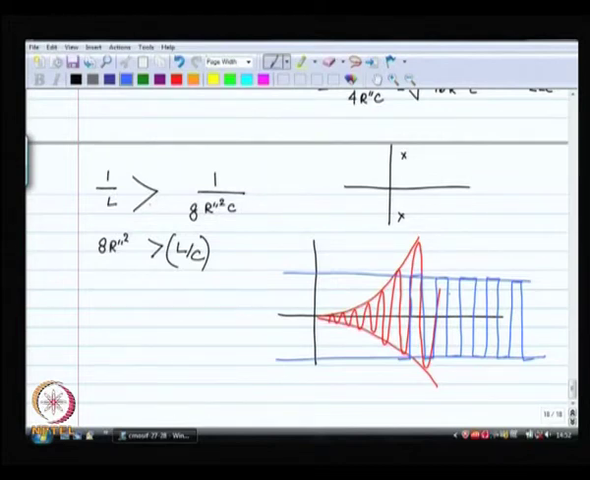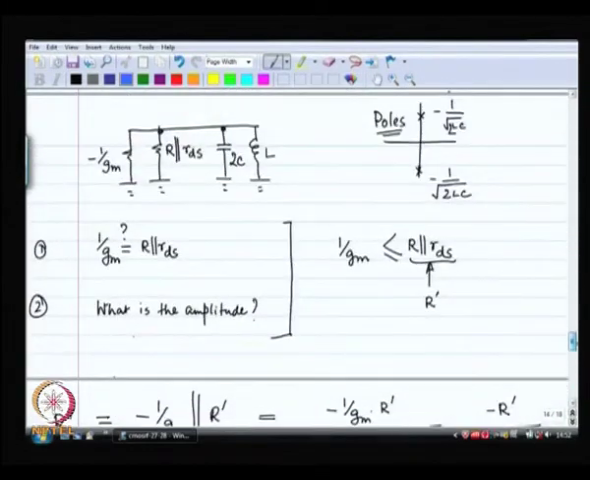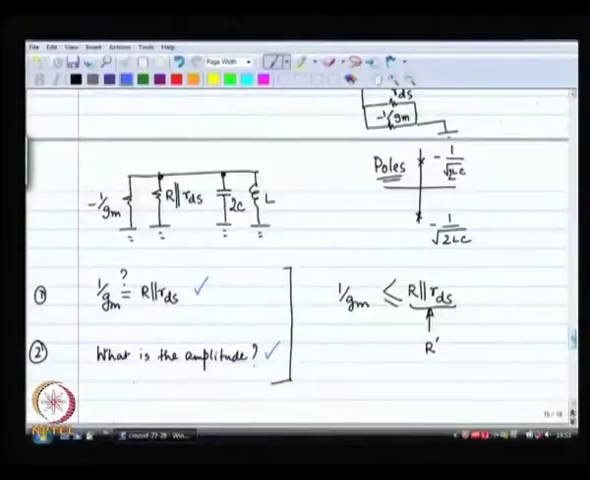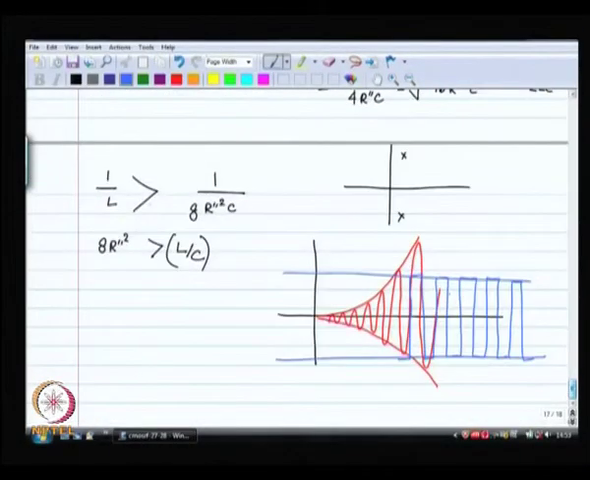Right? This is wonderful. Why is this wonderful? Lot of reasons. Number one, it solves this problem. I do not need 1 by Gm to be exactly equal to R parallel RDS. Number two, it solves this problem. The amplitude is the power supply voltage almost. I mean basically where the non-linearity sets in, that is the amplitude that you are going to get coming out of this circuit. Now, the additional benefit is that you are getting a square wave and not a sine wave.